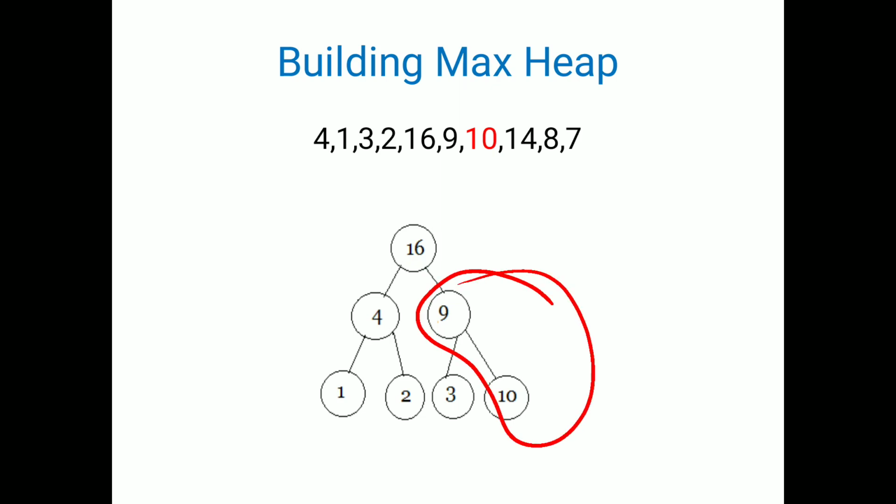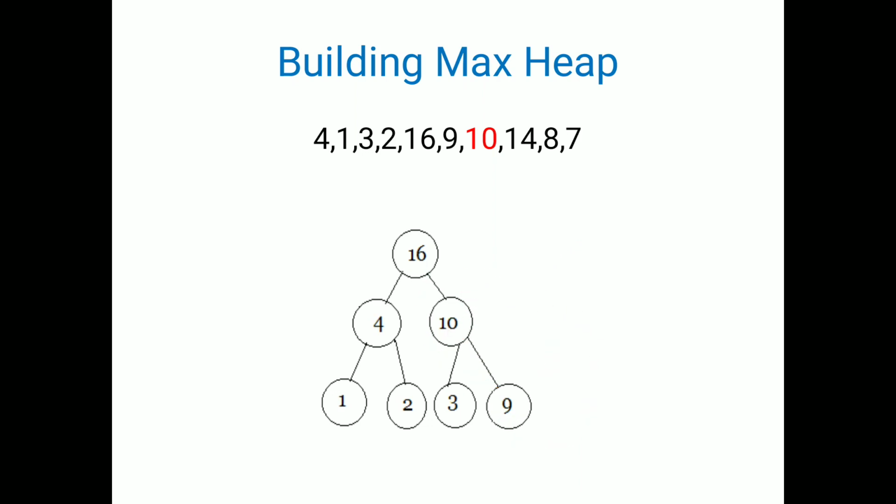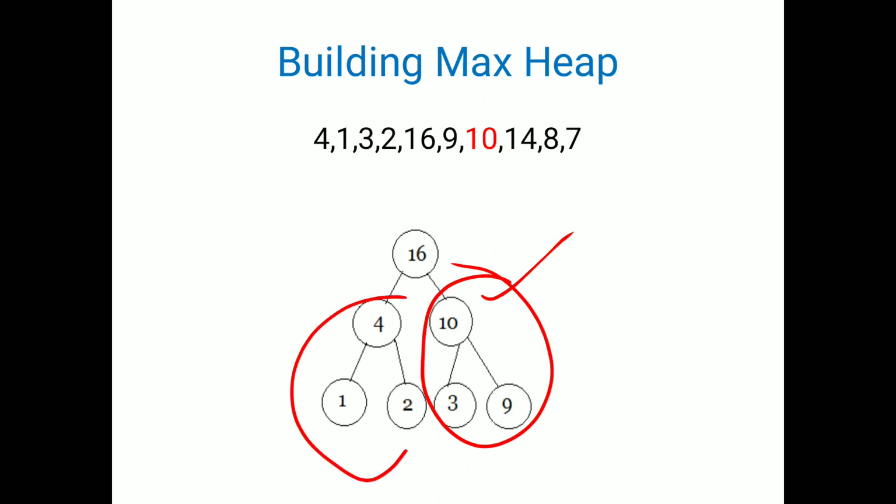So this one also does not follow the max heap property because here the parent node is 9 and the children are 3 and 10. So we have to make that a max heap. This can be done by interchanging the value with the parent node. So 10 is exchanged with 9, and after interchanging, now 10 is the parent of 3 and 9, so it follows the max heap property. Now again check the max heap property for this set.